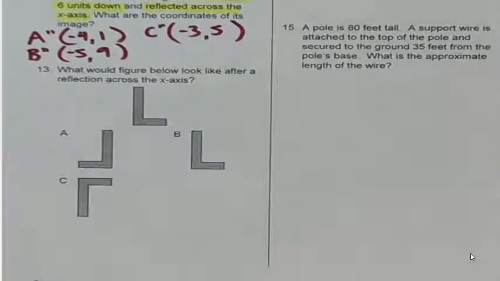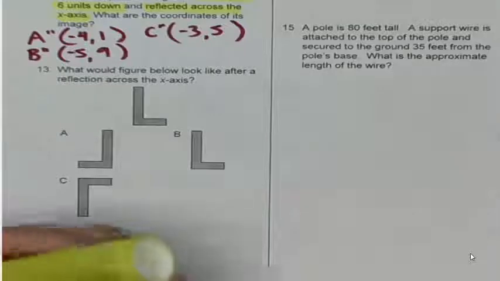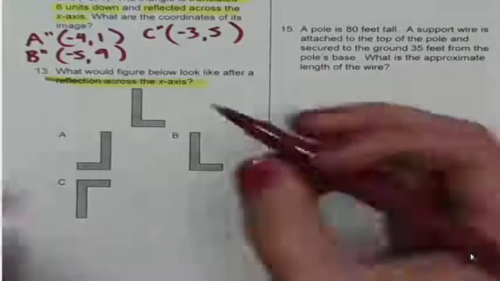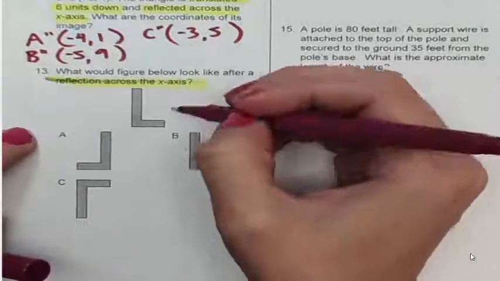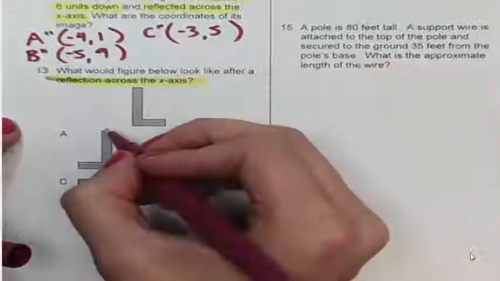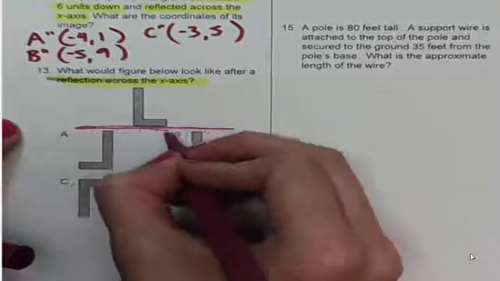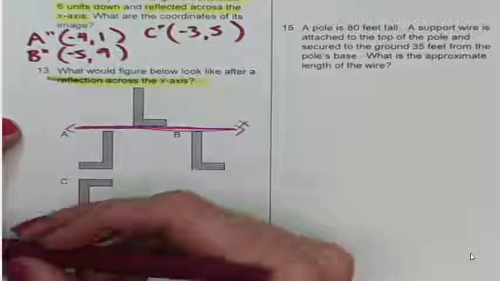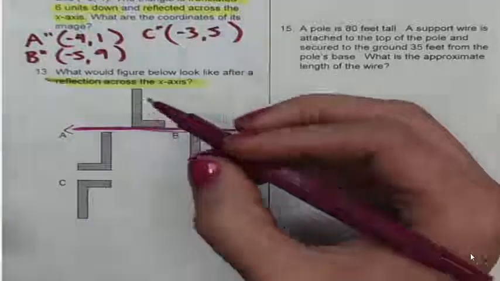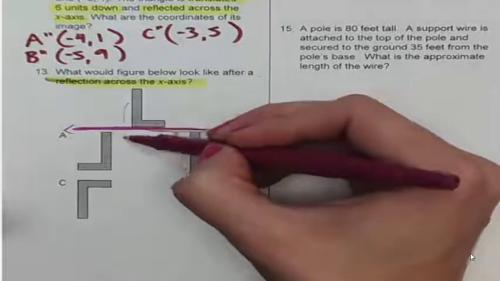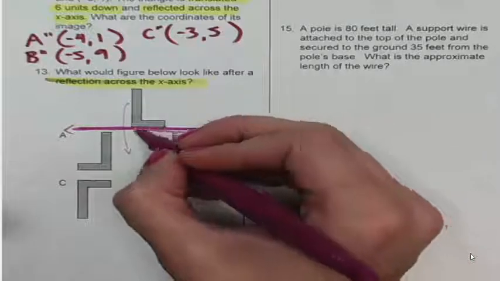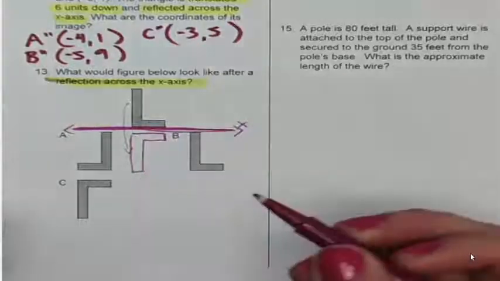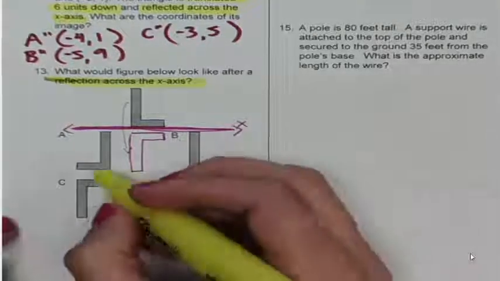What would the figure below look like after a reflection over the x-axis? So here's reflection over the x-axis. I'm going to go ahead and draw my coordinate plane. The x-axis would be right here, because this is where my x-axis would be. If I reflected it over, that means it would flip down here, which means these points would still be really close to that line. And it's just upside down. So my answer here should have been C.